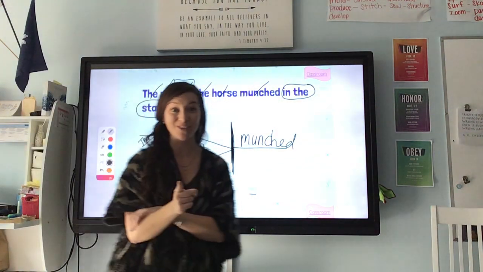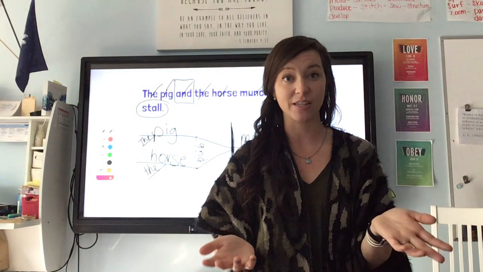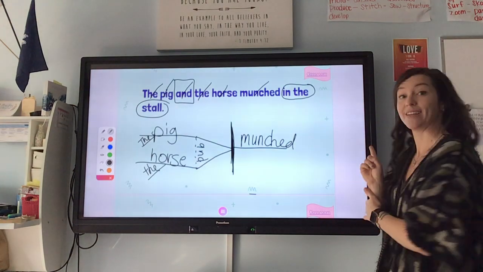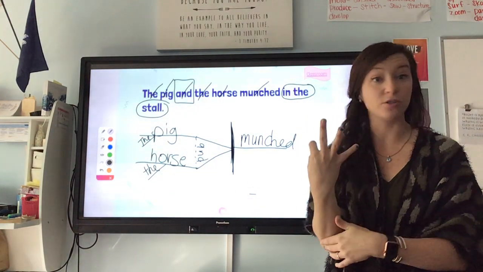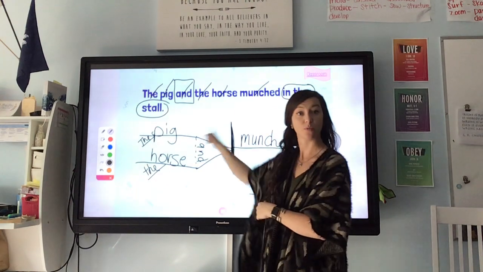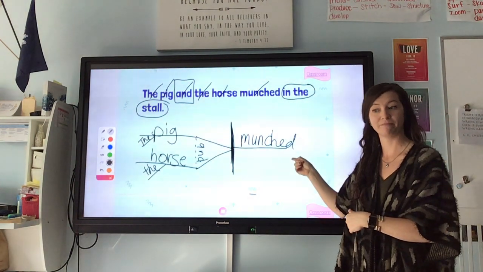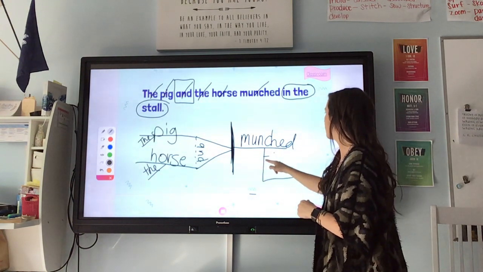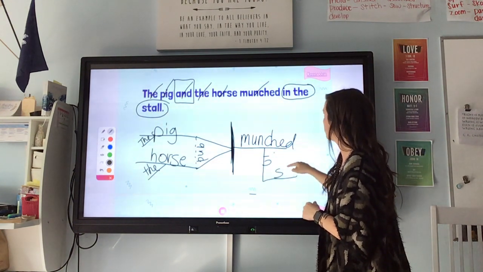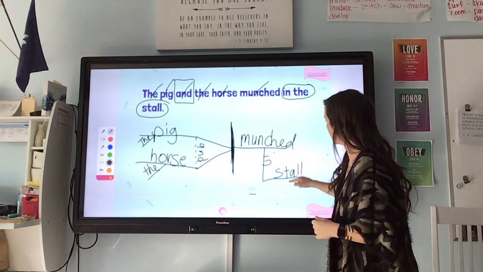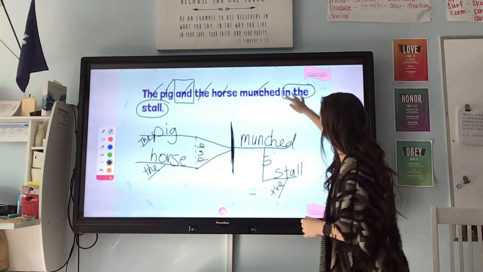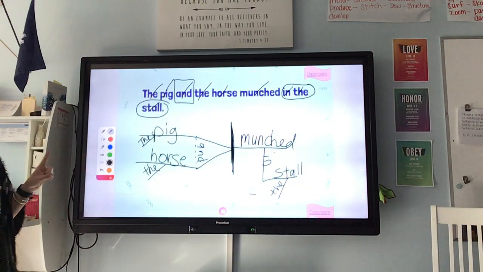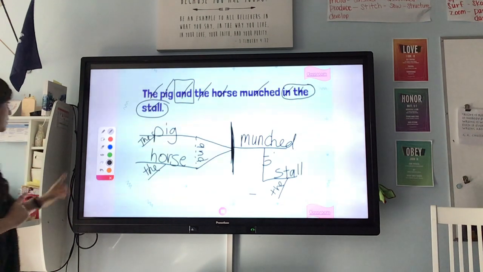In the stall is a prepositional phrase. I highly suggest always saving those until the very end. You've got to ask yourself, this prepositional phrase is telling where. You've got three words to choose from: where pig, where horse, or where munched. Munched. So munched in stall, and then the. I'll check those words off and make sure you diagrammed all words. So this is a simple sentence with a compound subject.